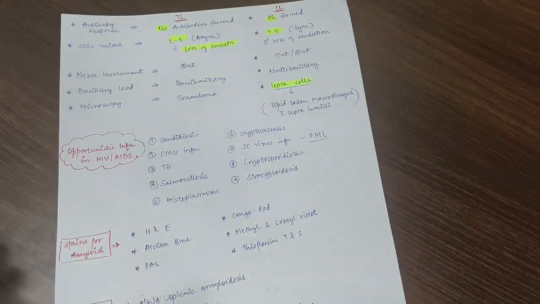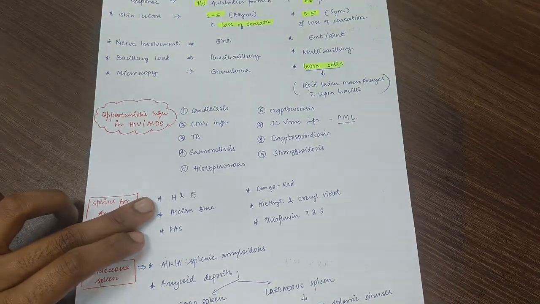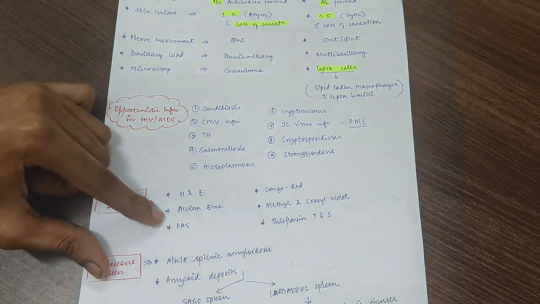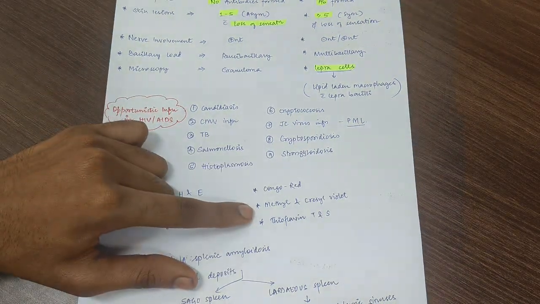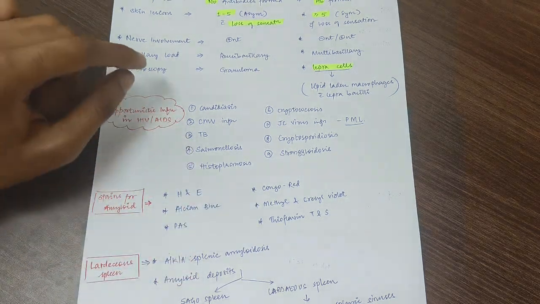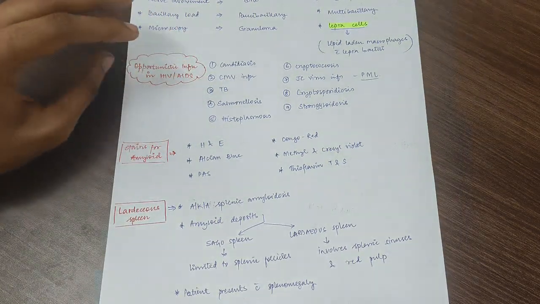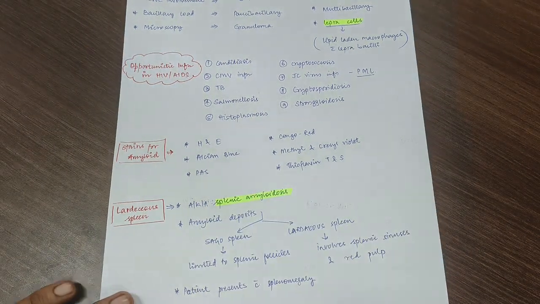Next, stains for amyloid. H&E stain is most commonly used. Then Congo red, which is very specific for amyloid. Next are Alcian blue, PAS periodic acid Schiff, methyl and crystal violet, and thioflavin T and S. These are the stains. Next is lardaceous spleen, or splenic amyloidosis. Lardaceous spleen tells about splenic amyloidosis.